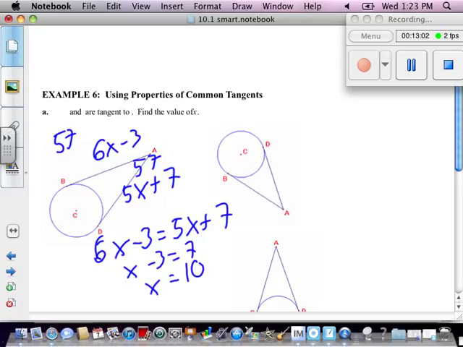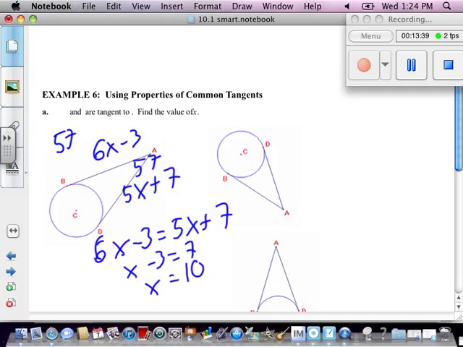Theorem 10.2 says if two tangent lines, which AB and AD are both tangent lines, meet at an external point, they have to be equal to each other. So all I did was set those two equal to each other. I subtracted 5x from both sides and got x minus 3 equals 7. I added 3 to both sides and got x equals 10. Then I plugged it back in because I wanted to know the lengths of AB and AD. 10 times 6 minus 3 is 57, and 10 times 5 plus 7 is 57. So they're both equal.